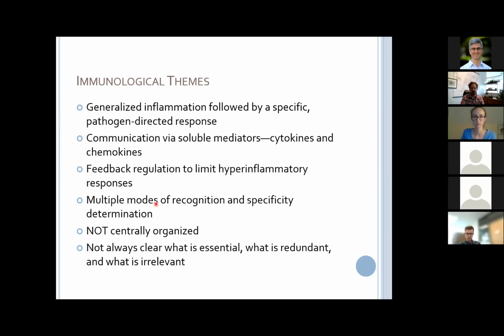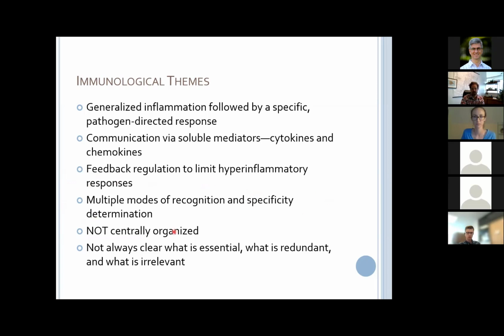There's a lot of feedback regulation to limit hyperinflammatory responses. And again, I list this here because I think it's something that should figure into a lot of models, in that every action by the immune system usually triggers some kind of negative feedback loop that will dampen the forward signal. And this can be read out at the level of cytokines, it can be read out at the level of gene expression, and it can actually be read out at the level of particular cell populations that get recruited to the response.